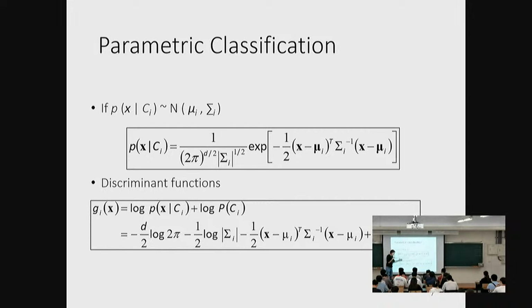Once you're at this point, you have a function you can use at testing time to do classification. What's really missing now is that you don't know what the covariance matrix is, and how do I estimate mu i?